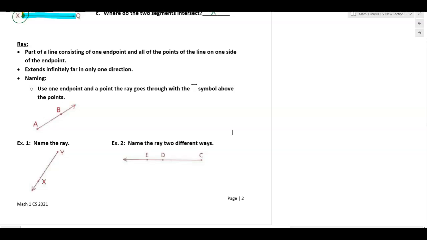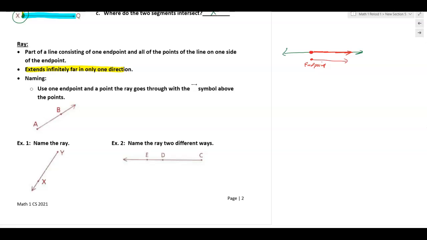Now, a ray is a part of a line consisting of 1 point, endpoint, and all the points on the line on one side of the endpoint. So if I look here, if I give you a line and I plot a point on here, but I only want to go in one direction, what happens is this here is what we call a ray. It has one endpoint, and then it goes in one direction forever and ever and ever. So it's still part of a line, right? But it's not the entire line. So it extends infinitely far in only one direction.